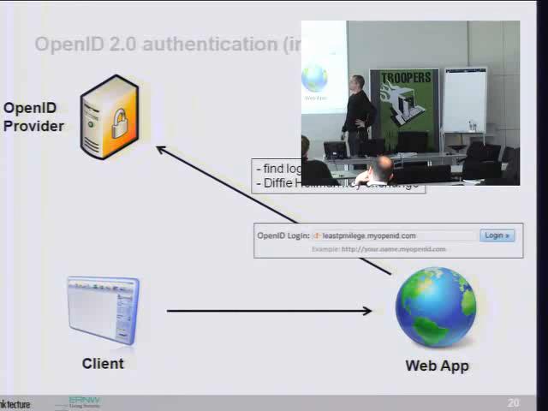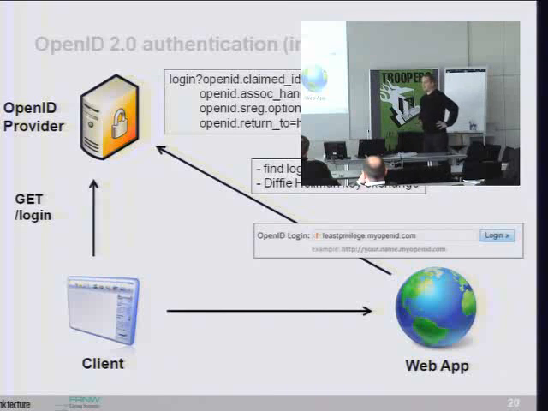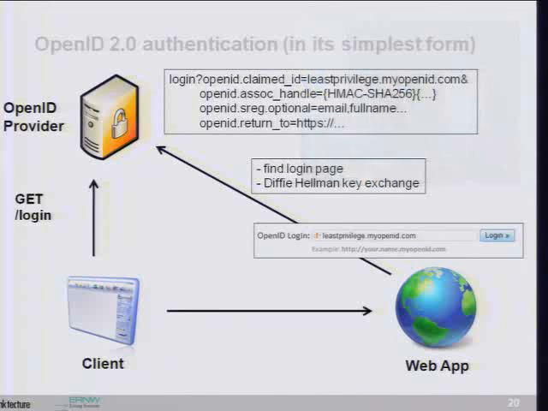Okay, so now he knows where the login page is because he queried a guy, and then sends a GET request to this login page. As you can see, here's my ID. Here's the Diffie-Hellman key, or at least a derived version of that, that can be used to sign the request. Then there are optional values they want to know about me from that server, and where we should return to when we are done with the authentication. That's how it works, okay?